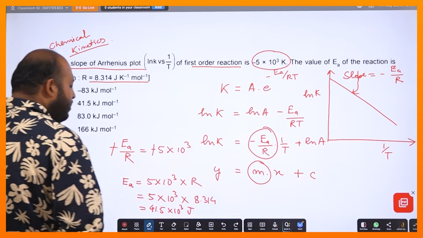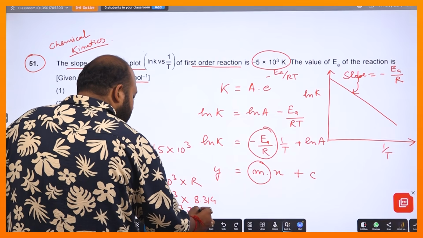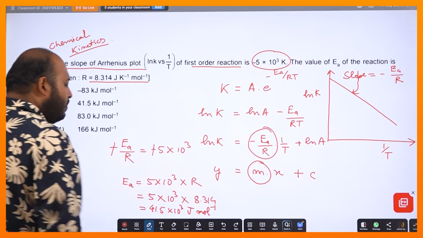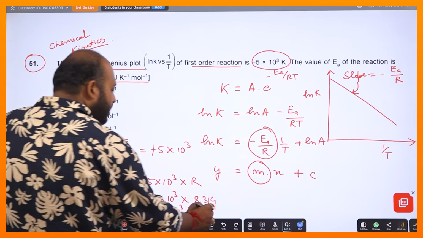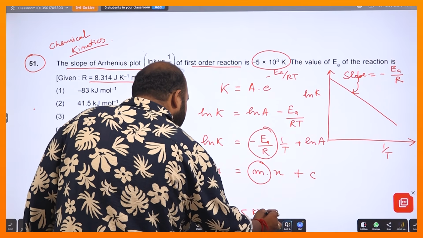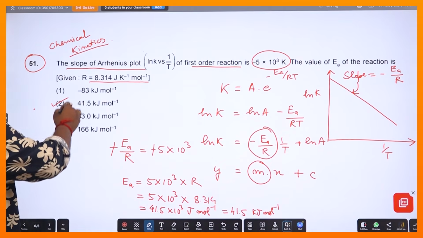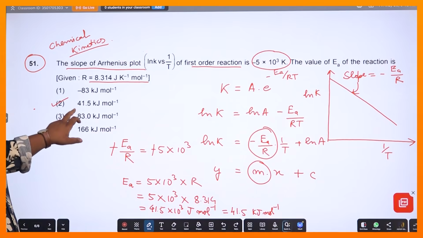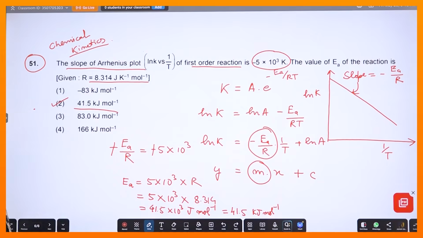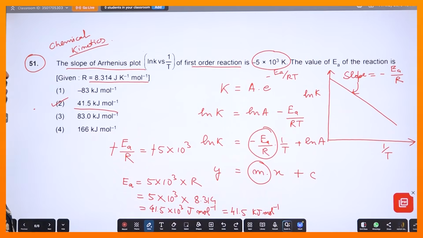The unit is very important, students. Here the unit is very important. It is coming as joule per mole, and if we convert it into kilojoule, it will be 41.5 kilojoule per mole. So the correct option is 41.5 kilojoule per mole. This kind of question is very common in NEET. So we move to the next question.